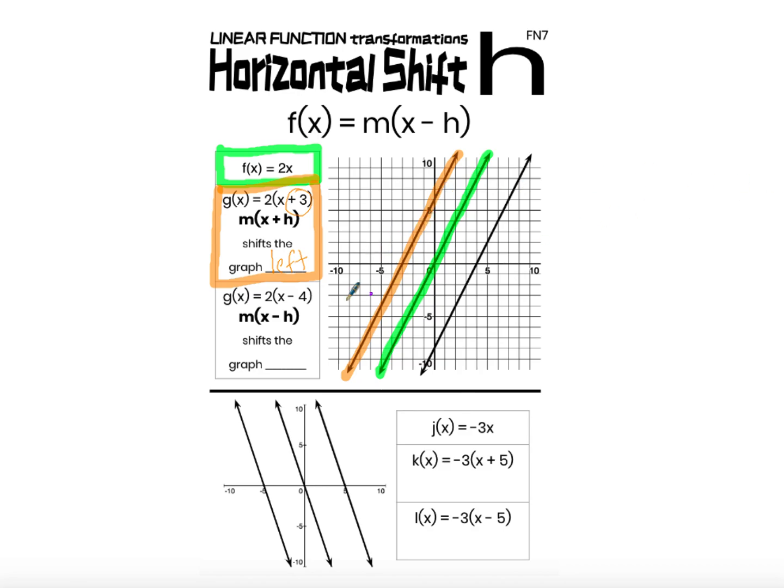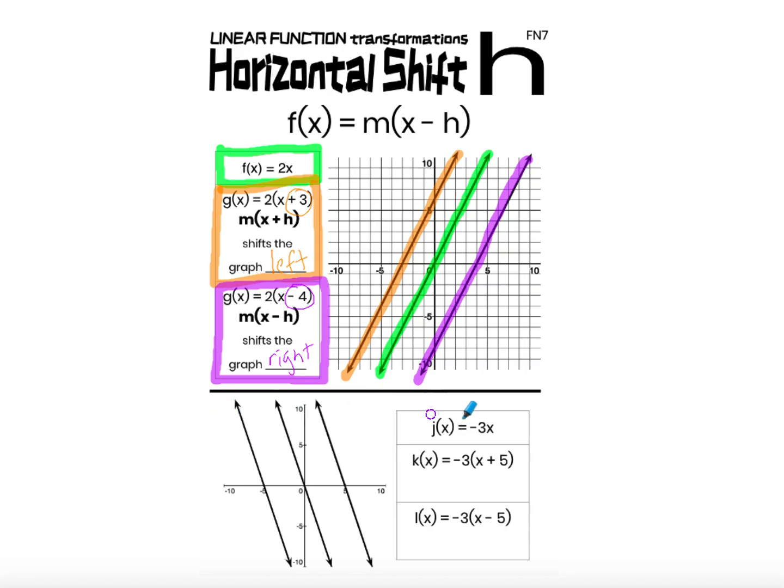All right, and then similarly, when we have a minus 4, that's going to do the opposite of what you think, and it's going to shift the graph right. So we're going to shift the graph 4 units to the right. That means that g of x equal to 2 parentheses x minus 4 is going to be this graph right here. And similarly to what I talked about above, we can use the distributive property and see that this can be written as the equivalent equation g of x equals 2x minus 8, so shifted down 8.